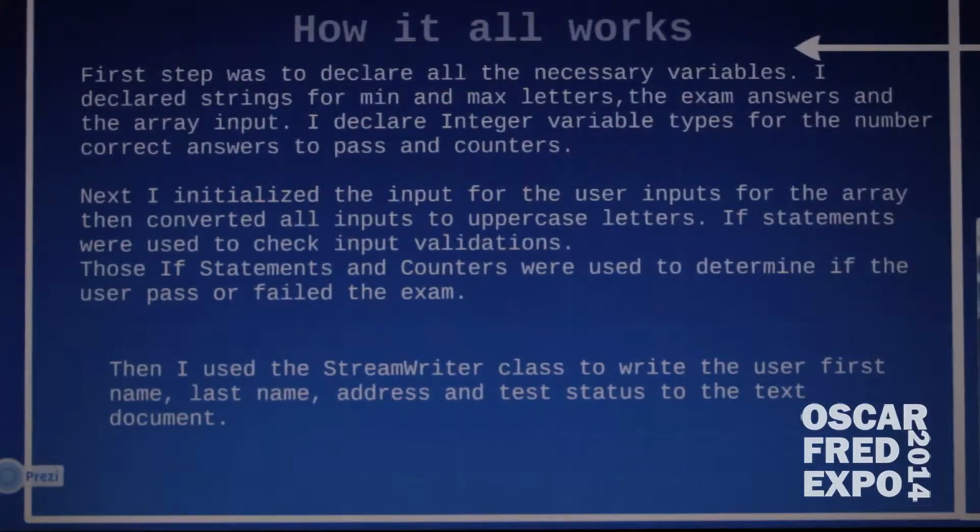My first step was to declare all my variables, what I'd use for different strings, letters A, B, C, and D. A is your min and D is your max. The exam scores the correct answers, and then I initialized the user input in an array, and I converted all the inputs to capital letters, which I said, and then I used if statements and counters to determine if the user passed or failed. Then I used a stream writer class in Visual Basic to write the information to the text document.